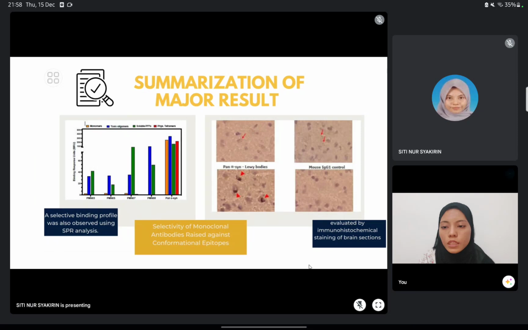The major result consists of several parts. The first part is the selectivity of monoclonal antibodies raised against the conformational epitope, where a selective binding profile was also observed using SPR analysis. As you can see, this is the result from the SPR analysis. The immobilized MABs all showed similar robust binding to alpha-syn toxic oligomers and also small soluble fibrils, with little or no binding to monomers or physiological tetramers.